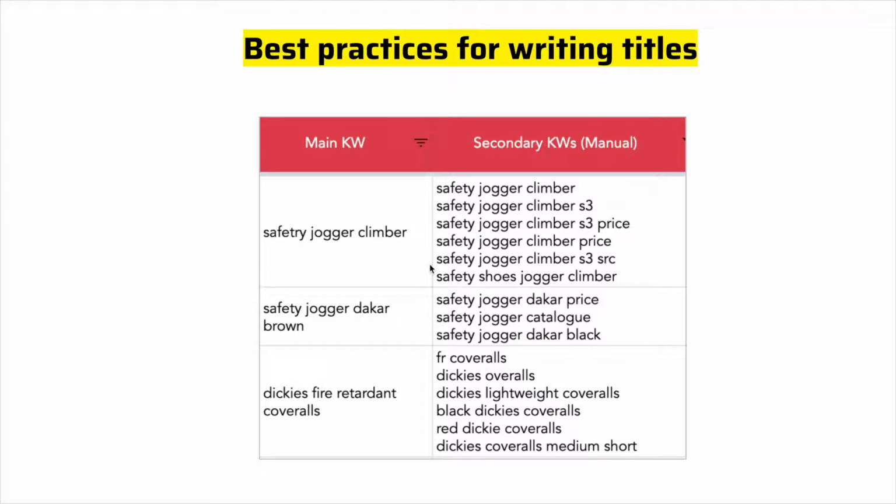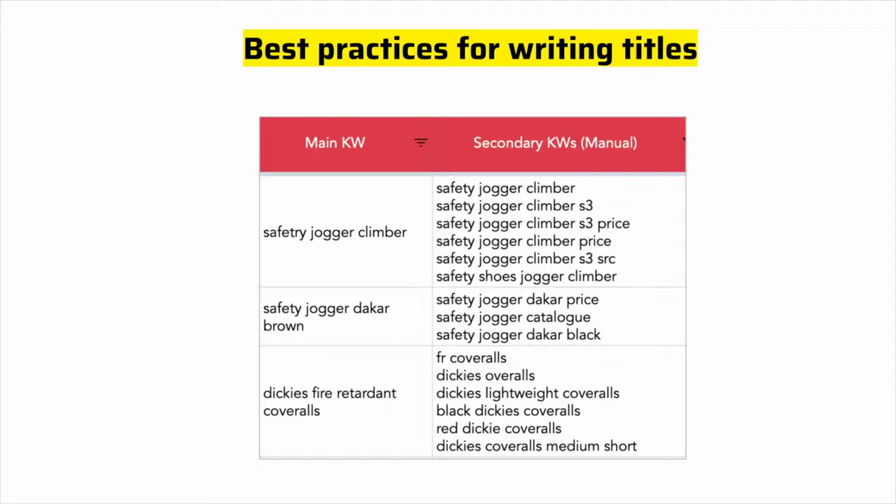So that way it lets you attract both users searching for the main keyword and also users searching for the secondary keyword. As well as looking at this safety jogger Dakar 2, you can see Dakar black, catalog, Dakar price, also Dickies fire retardant, fire covers, Dickies coverall, lightweight coverall, red Dickie, medium short. These are secondary keywords that we need to include in our main keyword.